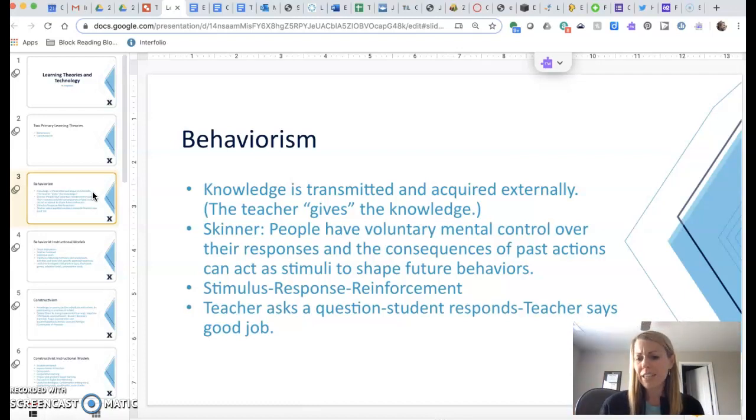B.F. Skinner is the main theorist in behaviorism, and he said that people have voluntary mental control over their responses, and the consequences of past actions can act as a stimulus to shape future behaviors. So that's stimulus, response, reinforcement. This is where the teacher asks a question, the student responds, and the teacher says, good job. Or the student responds incorrectly and the teacher would say, no, that's not right.